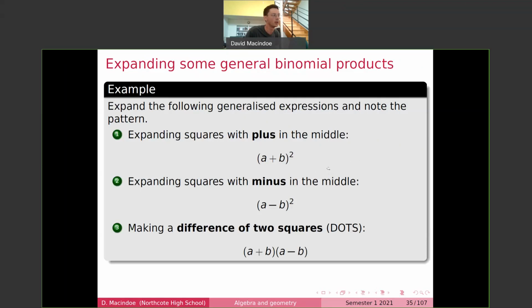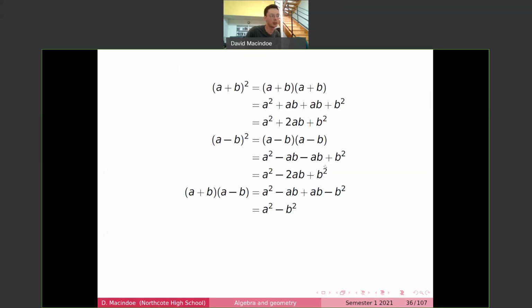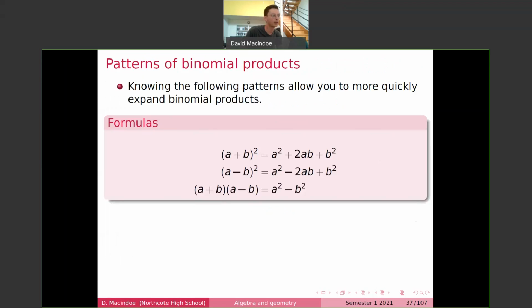Okay, so here are the patterns. Here's what happens if you expand it out by hand. You get this, and then if you just look at the answers, here's all the working, but we don't really care too much about the working. What we care about are the patterns. So do you notice anything about these patterns?